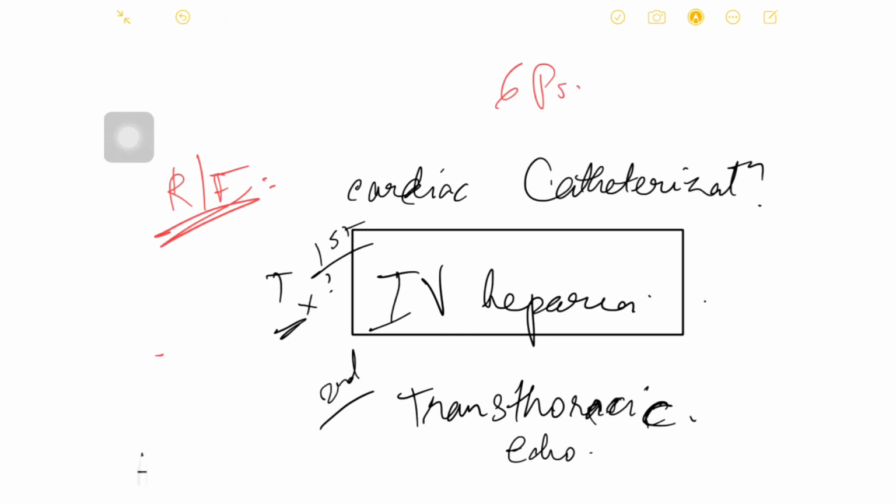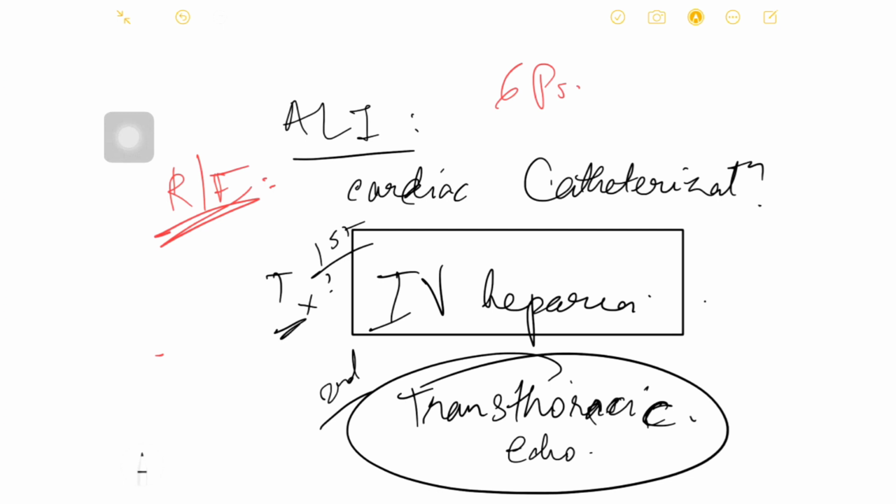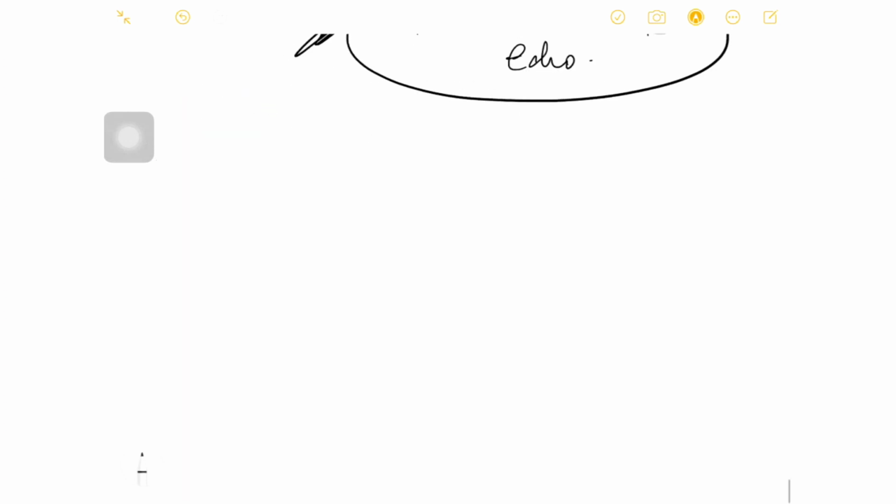Okay. In acute limb ischemia, we do transthoracic echo just to rule out any cardiac condition, valvular conditions, anything related to cardiac, because that is the most common risk factor, right? But that's again second line. First is always IV heparin. Everybody clear, right? Yes. Okay.